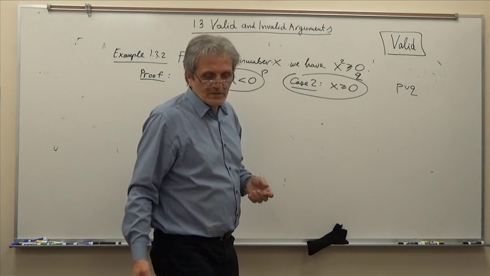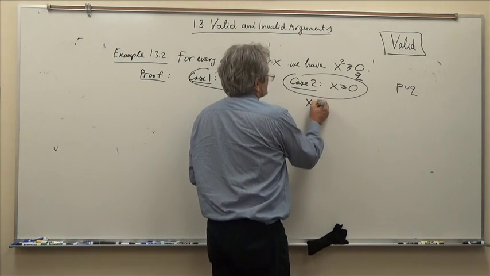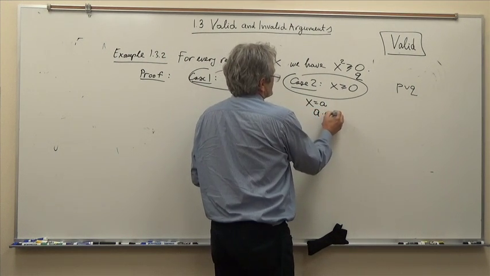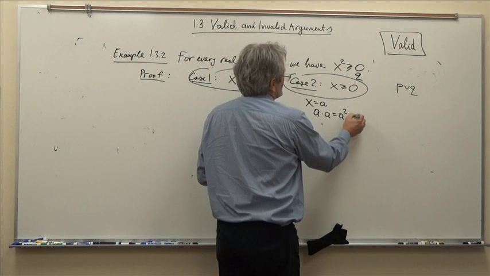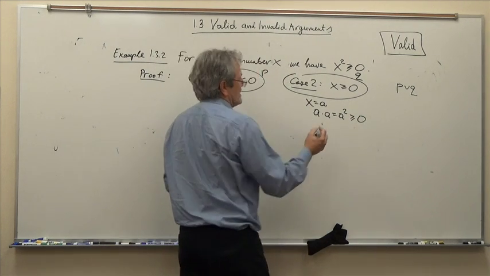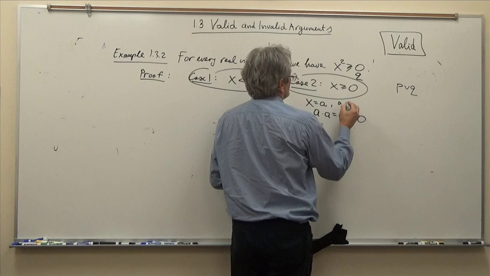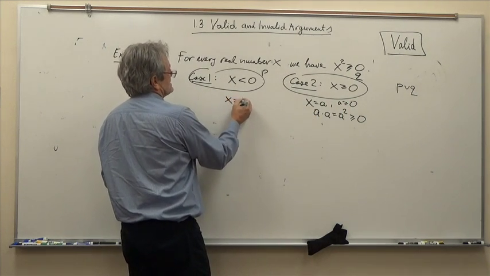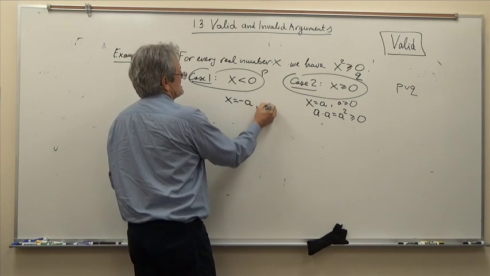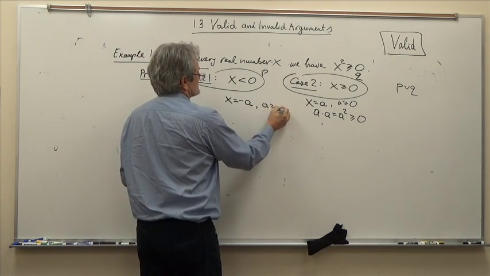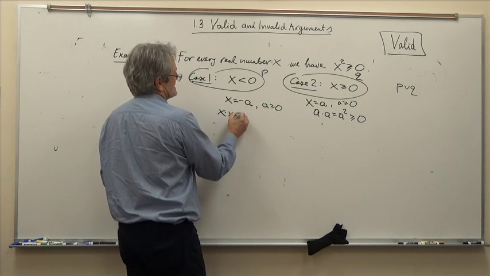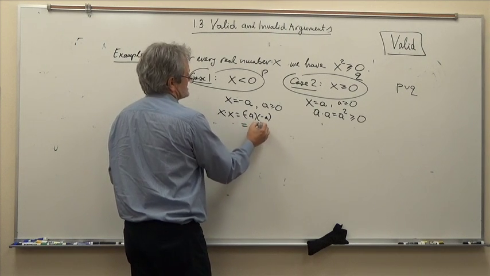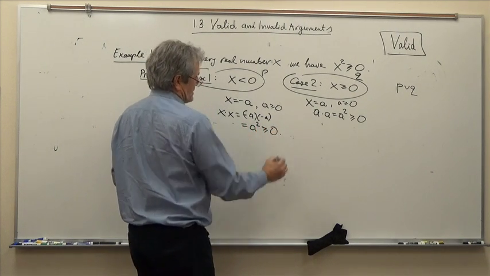So from the table, we know that x equals a, where a is a positive number, and then we have a times a equals a squared is greater than or equal to 0, where a is greater than or equal to 0. Here, if x is less than 0, then we say x equals minus a, where a is greater than or equal to 0. So we have x times x is negative a times negative a, which is a squared, which is greater than or equal to 0.